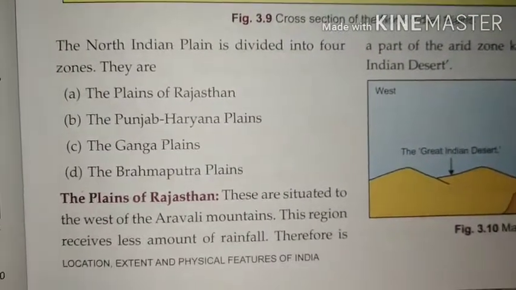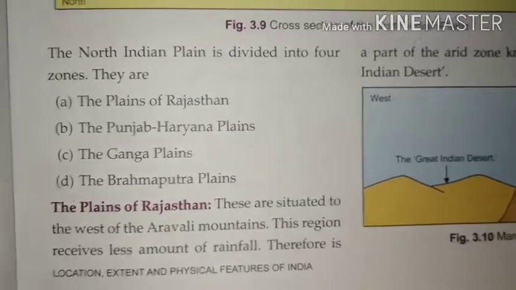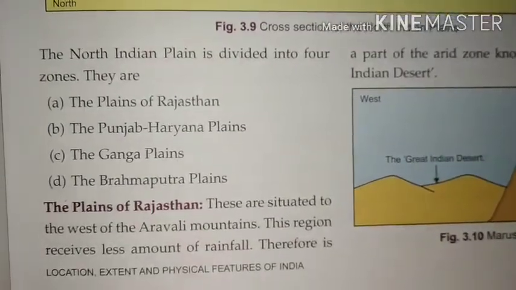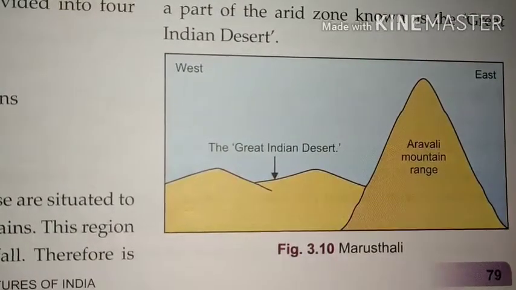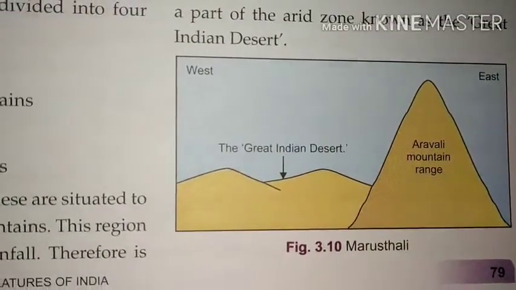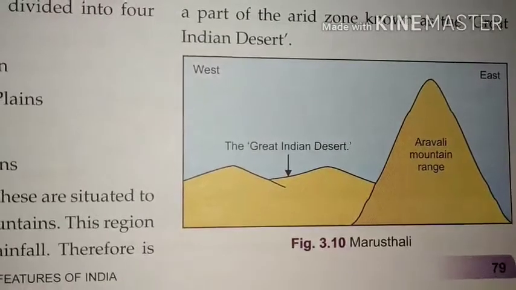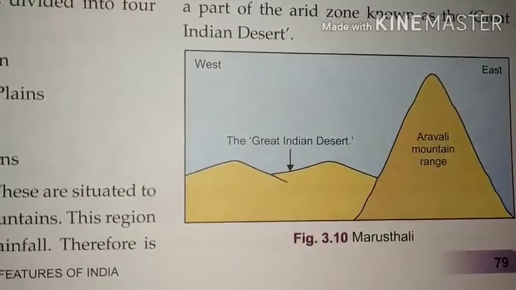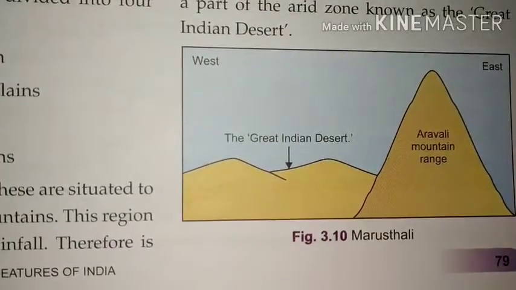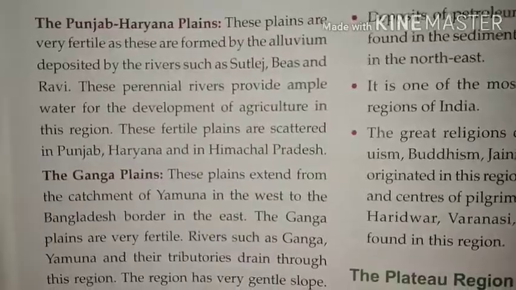Since very less amount of rainfall occurs in that region, that is why this area is also known as the Great Indian Desert. In this given figure, as you can see, Aravalli mountain range is there, and towards its west you can see the Great Indian Desert is there. All right, so this area is receiving very less amount of rainfall.